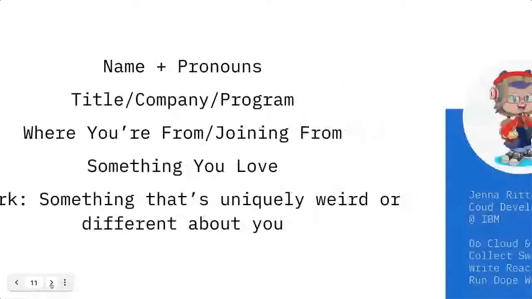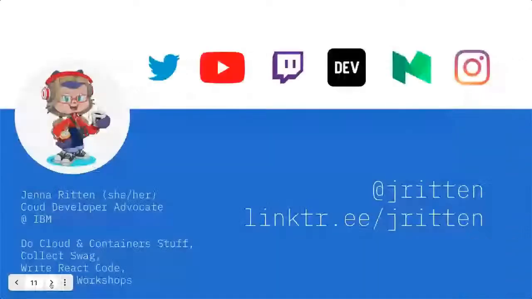So my name is Jenna. My pronouns are she, her. I'm a cloud developer advocate with IBM. I'm from Detroit and currently joining from Detroit. Sometimes I'm in New York, sometimes I'm in Austin, just depends what's going on. Something I love are my dogs, which you might have heard being naughty at the beginning, but they're put away now, so they'll be nice and quiet. And a quirk about me, I have a weird obsession with tuna melts and tuna salad sandwiches. So if you have any recommendations, feel free to send them to me on LinkedIn. I'm always looking to try new places.